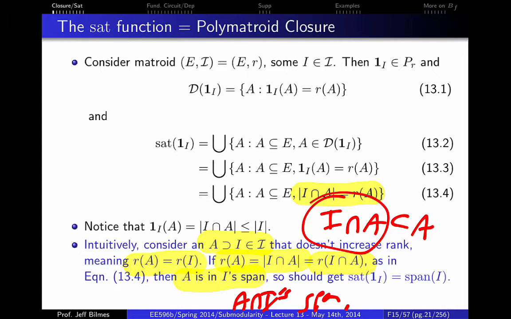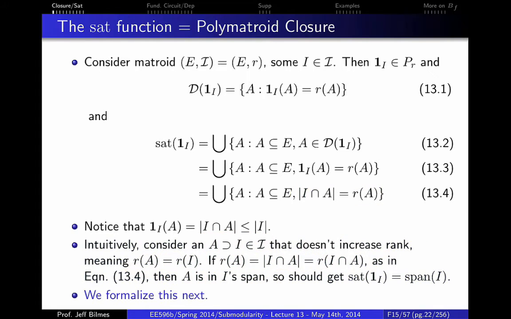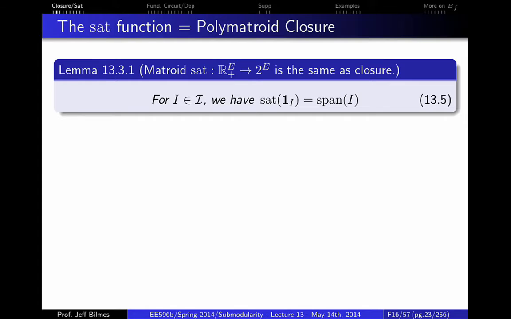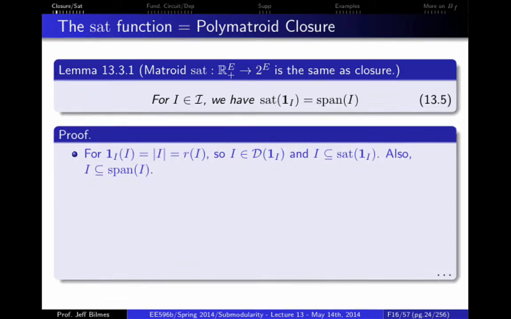Okay, so that basically starts making SAT in equation 13.4 seem a lot like closure, because the closure function in a matroid is basically all of the things that are in the span of the set that we're taking the closure of. So let's formalize this intuition. You could think of this as a proof. This might be obvious, but let's formalize it a little bit by saying that when we have a matroid, then for any independent set, the SAT function is equal to the span function. Remember, the span is the closure function. Okay? So how do we do this?